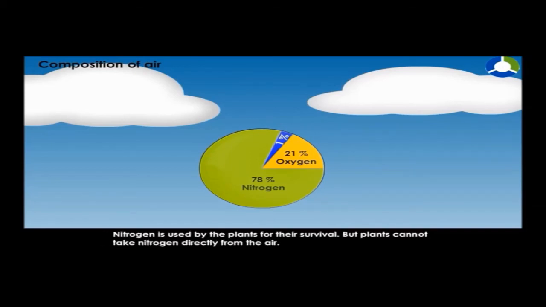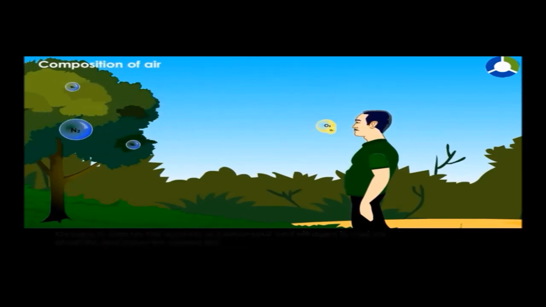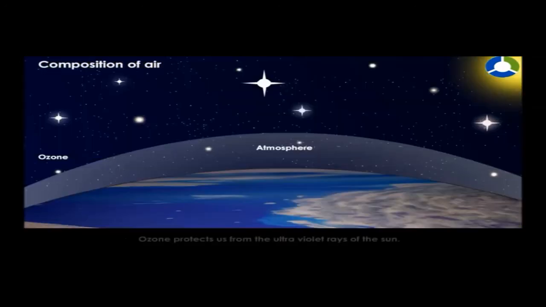Nitrogen is used by the plants for their survival, but plants cannot take nitrogen directly from the air. Bacteria that live in the soil take nitrogen from the air and change its form so that plants can use it. Oxygen is vital for the survival of humankind and nitrogen is vital for plant life and in turn for animal life. Green plants use carbon dioxide to make their food and release oxygen. Ozone protects us from the ultraviolet rays of the sun.